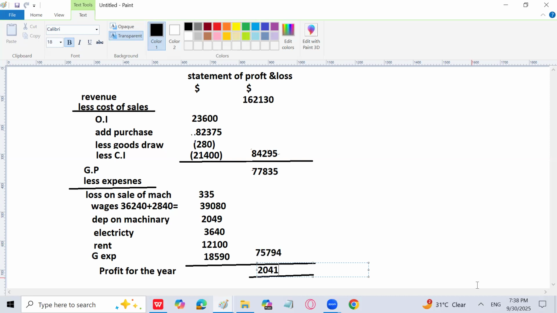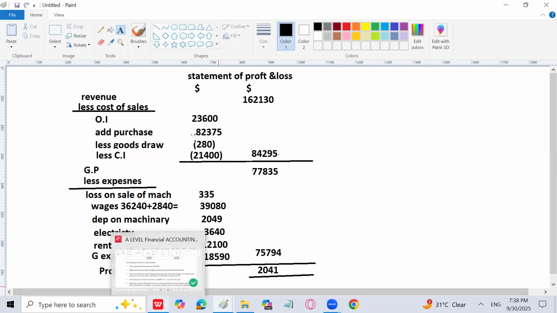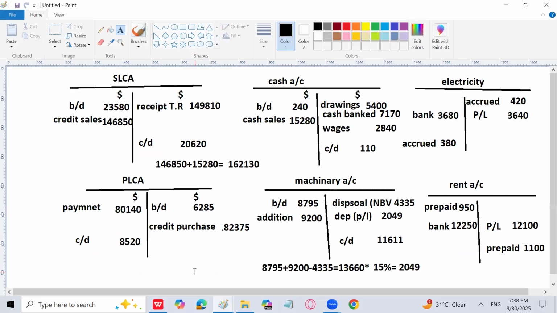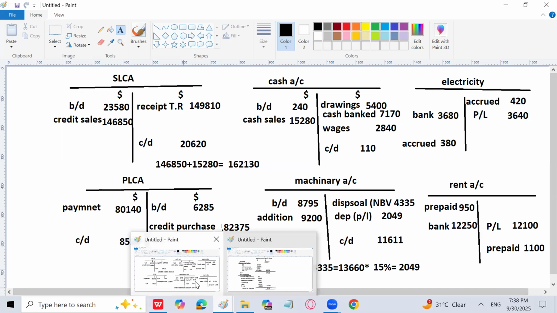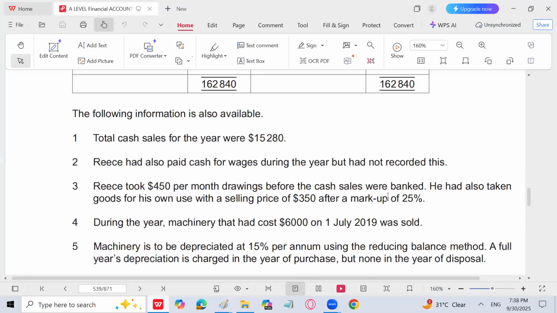So if you have any problem, you can ask me. Obviously, this is a very full-fledged, complete question of incomplete records, in which we have prepared the sales ledger control account, purchase ledger control account, cash account, machinery account, and a cash account to find, not cash sales, rather wages paid in cash. Obviously, cash and bank has to be given, then electricity and rent account for the expense figure. And then I have prepared the income statement for the year to find profit for the year, which is 2041.